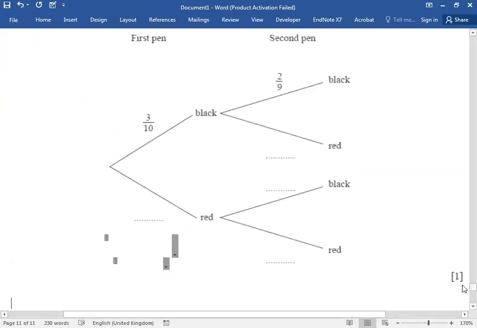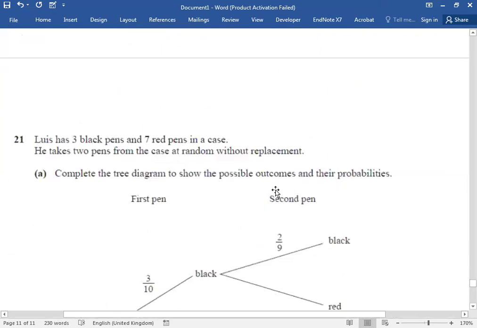Okay, the next question is about probability. I want all of you to draw this probability tree on your own. Lewis has 3 black pens and 7 red pens in a case. He takes 2 pens from the case at random without replacement. Complete the tree diagram to show the possible outcomes of their probabilities.